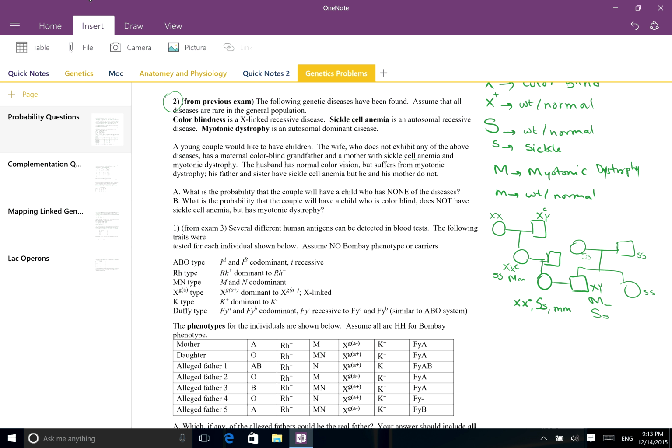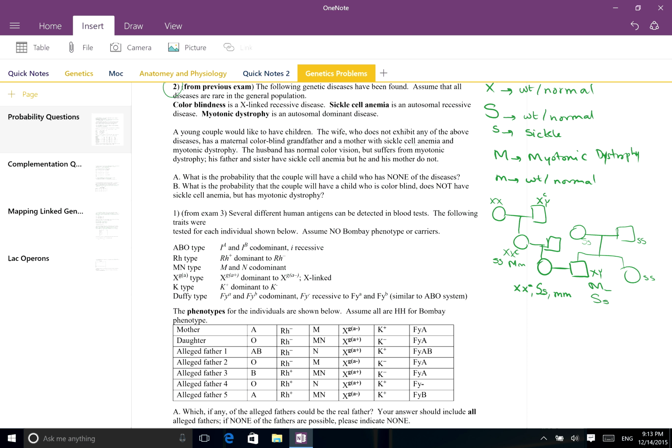And he and his mother do not. Sorry, yeah, I read that part, but I didn't say it out loud. Okay, so far, this is what I know. The only two that I'm not sure of is whether the mother is a carrier or normal for sickle cell, and whether he's a carrier for wild type, because most probably one of his parents gave him myotonic dystrophy, but it could be both of them. So I'm not sure about that.